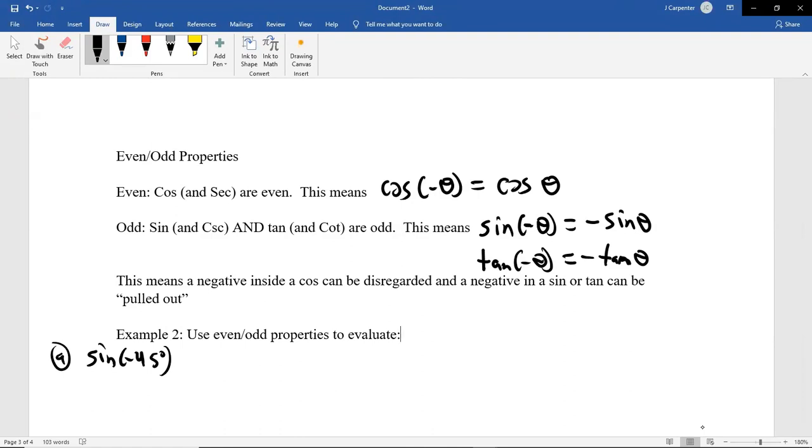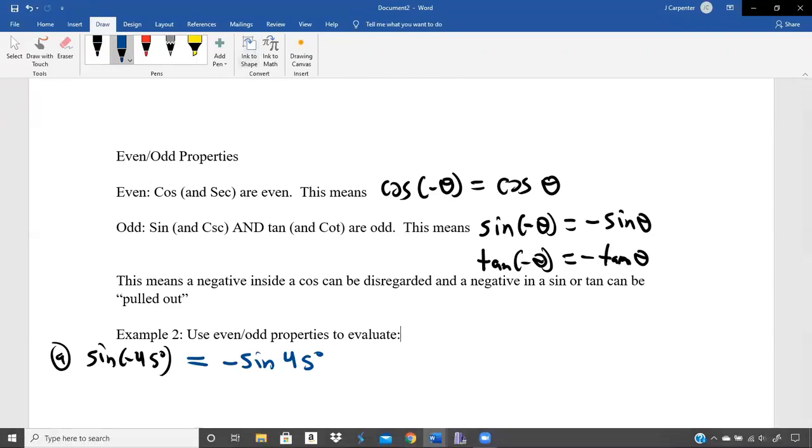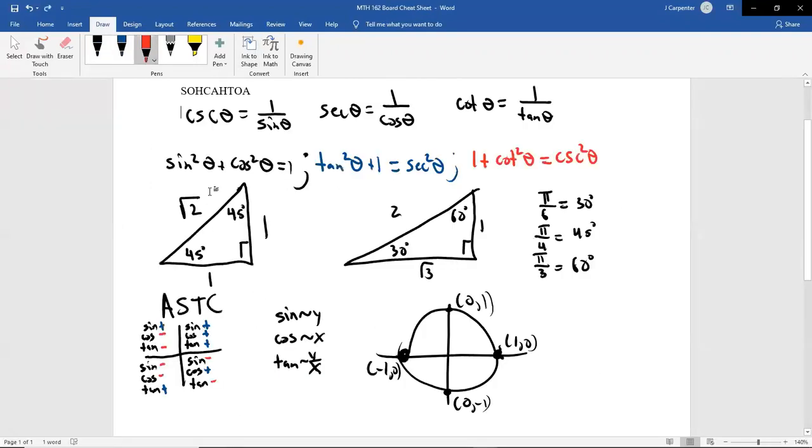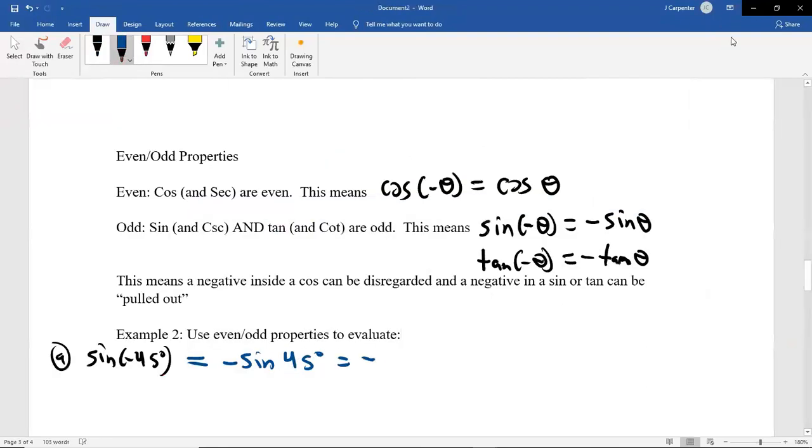Well, the alternative way of doing this is just saying, sine's odd, so a negative can be pulled out. Just do this. And then you can go, okay, 45 degrees. Well, that's this triangle right here. You can redraw it, 1, 1, square root of 2. So the sine is opposite 1 over hypotenuse square root of 2. This will be negative 1 over square root of 2, which has to be rationalized, giving us an answer of negative square root of 2 over 2 after you finish that up.